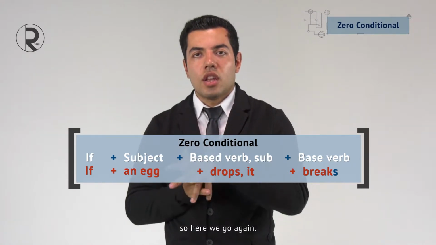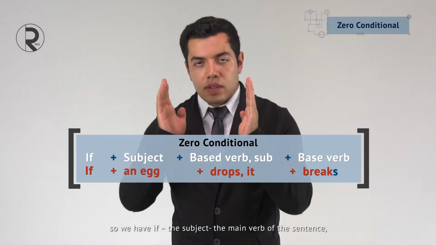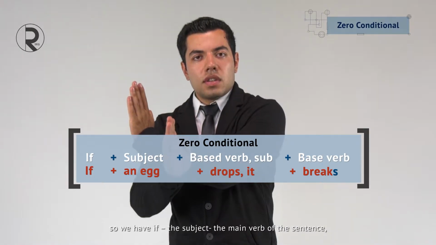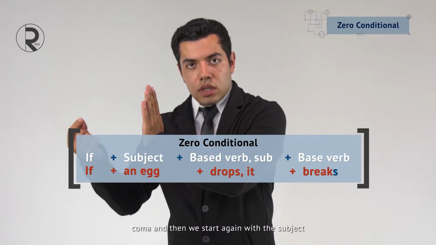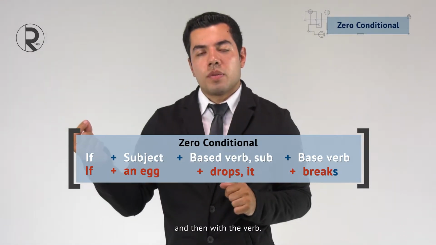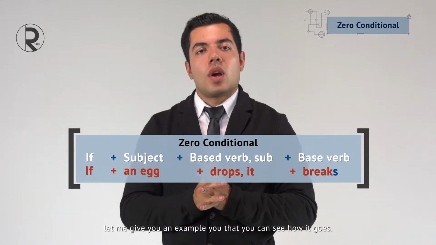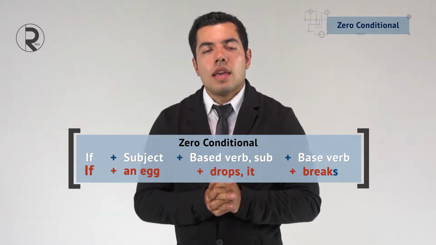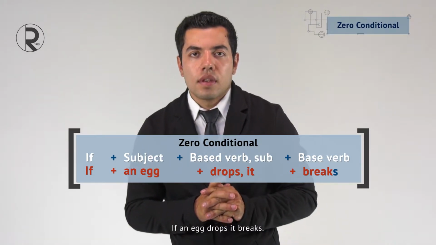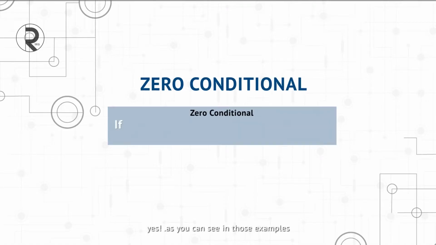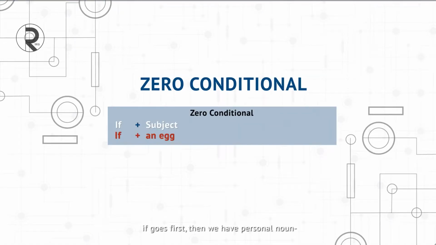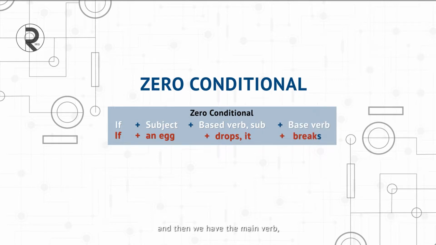So let's go, here we go again. So we have if, the subject, the main verb of the sentence, comma, and then we start again with the subject and then the verb. Let me give you an example so you can see how it goes, right? If an egg drops, it will break. As you can see in those examples, if goes first, then we have personal noun, verb, a little comma, personal noun once again, and then we have main verb. That is zero conditional.